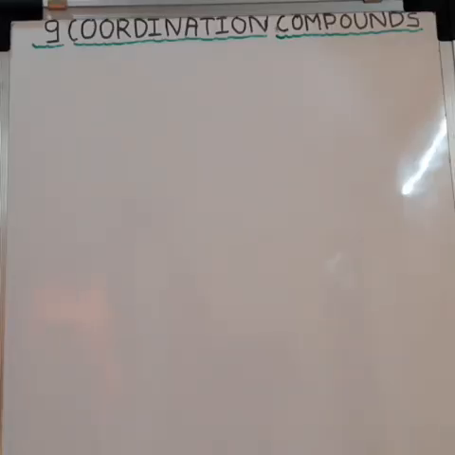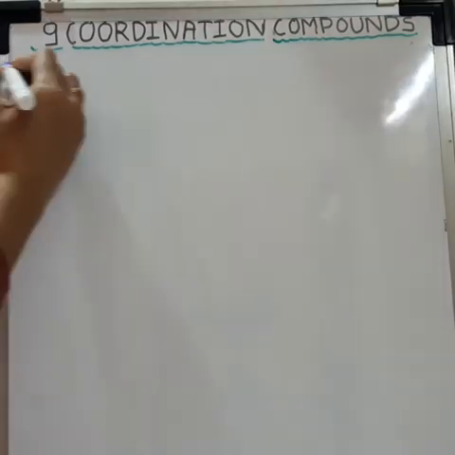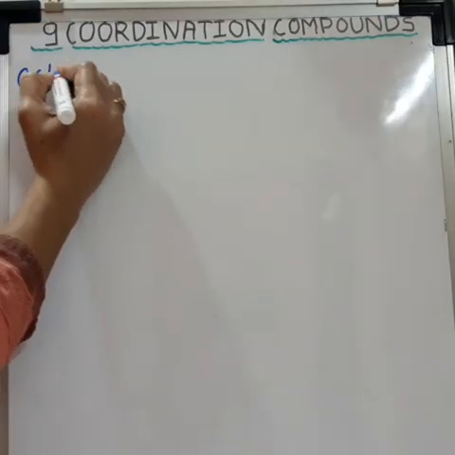Class of chemistry. We are studying 12th standard chemistry lesson number 9, coordination compounds. In the previous video, we completed valence bond theory in coordination compounds, and today we will study some examples of coordination compounds to explain valence bond theory. In that, first we will see octahedral complexes.